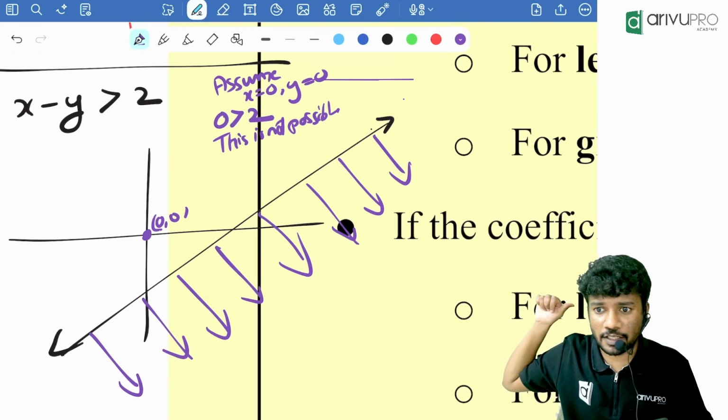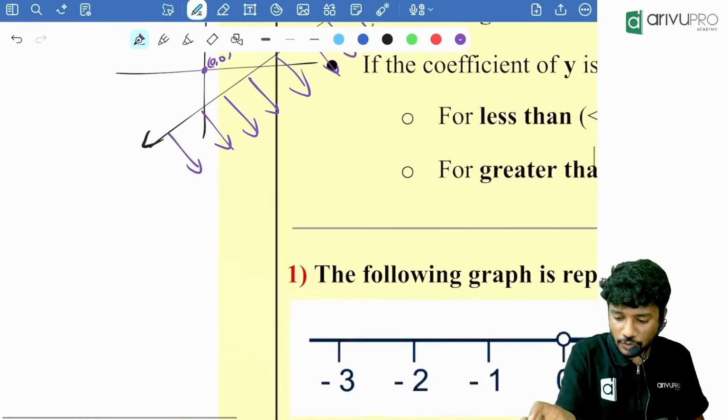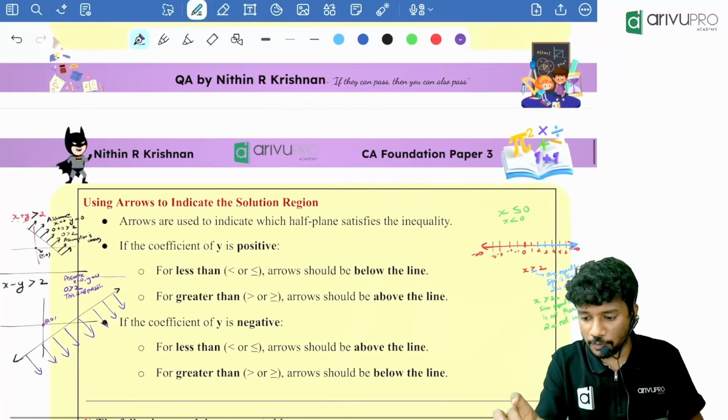Yes, Liniksha, you got it? Yes, Kalei, got it? Yes. Next question. The next question is for you guys. Solve this question for me.